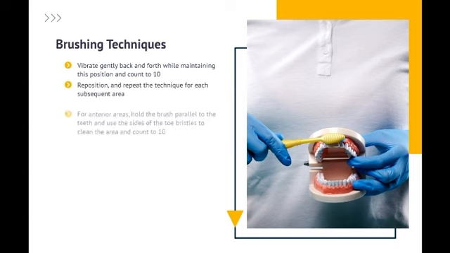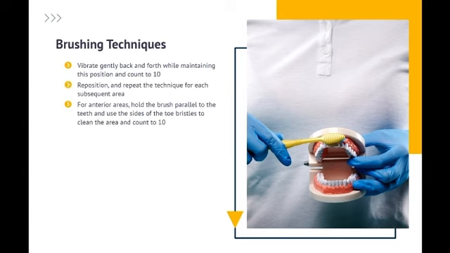Vibrate gently back and forth while maintaining this position and count to 10. Reposition and repeat the technique for each subsequent area. For anterior areas, hold the brush parallel to the teeth and use the sides of the toe bristles to clean the area and count to 10.